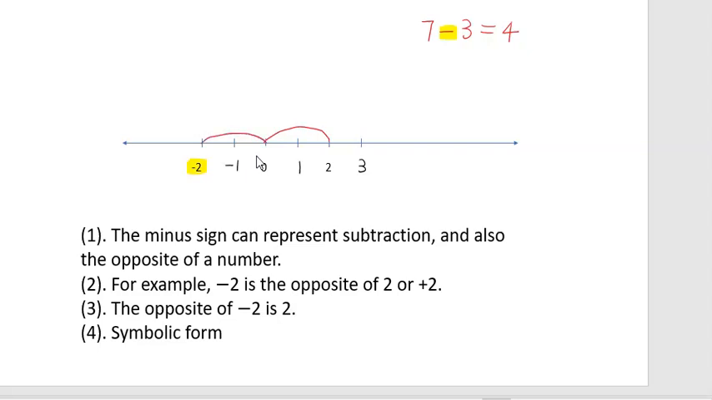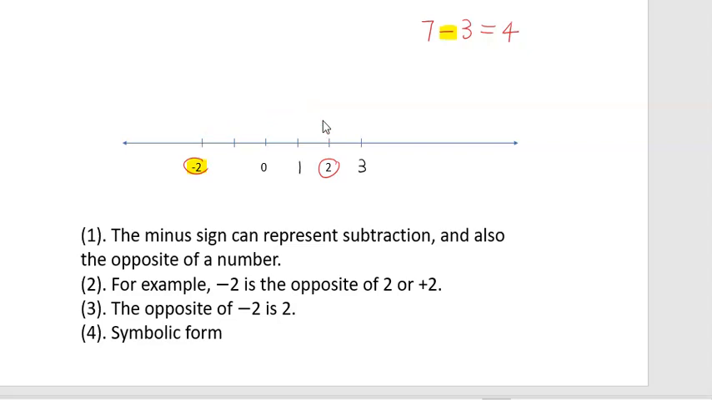So as you can see, it's like we are flipping 2 to the opposite side, and we get -2. Similarly, we can flip -2 to the opposite side of 0. To the opposite side, we will get 2. So that's what we see here.